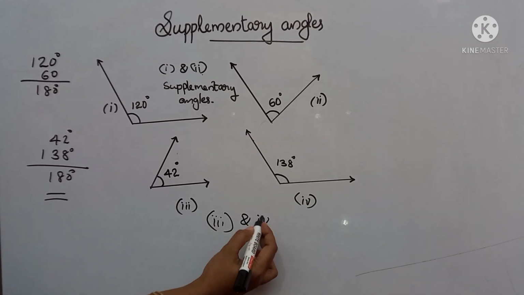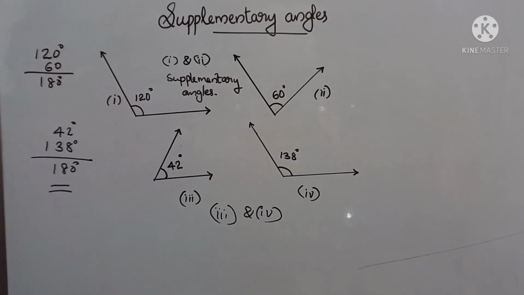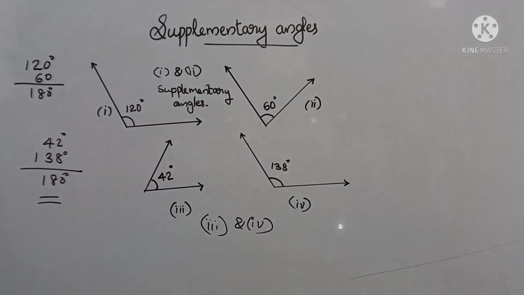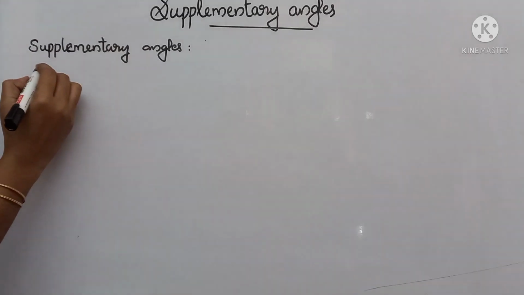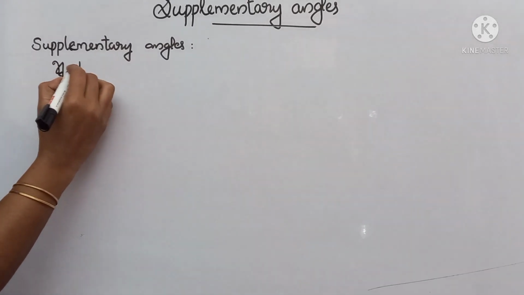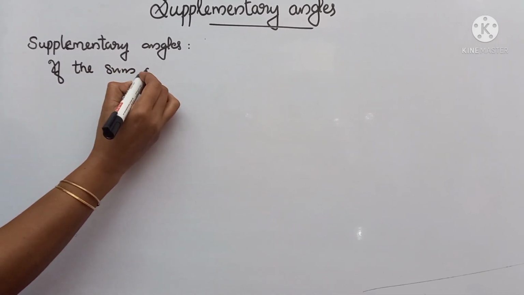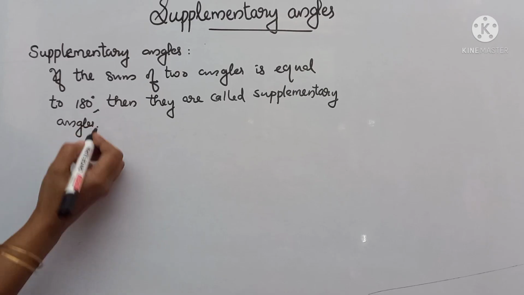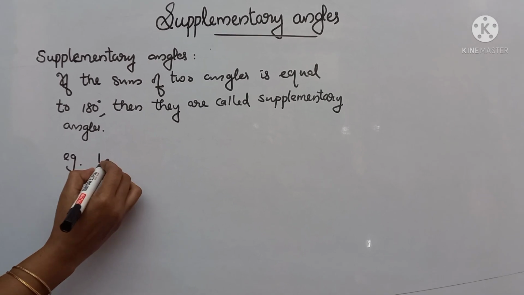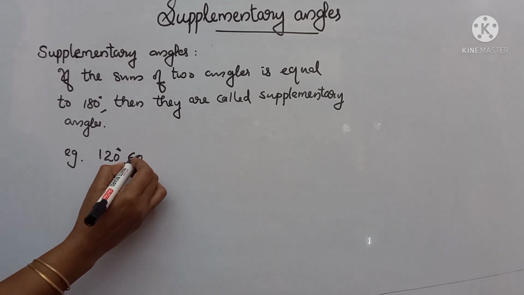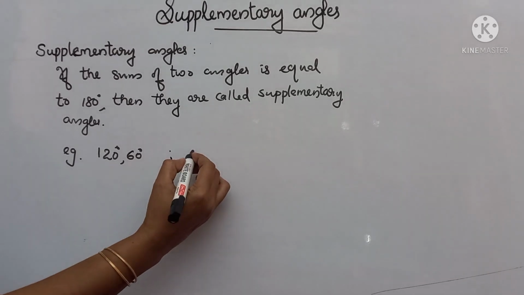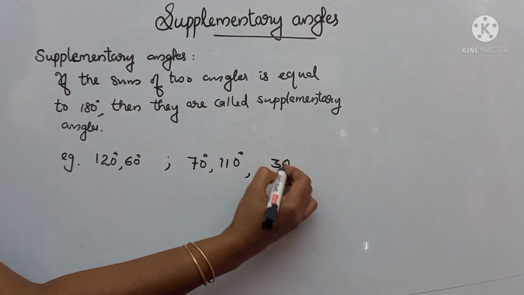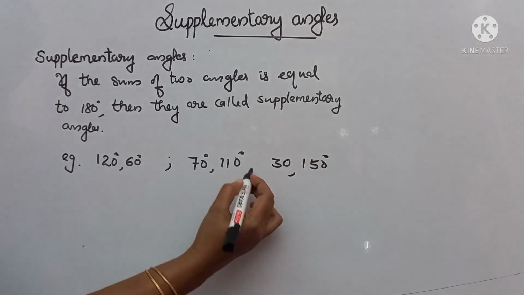are supplementary angles. That is, if the sum of two angles is equal to 180 degree, then we can say that the two angles are supplementary angles. Supplementary angles: if the sum of two angles is equal to 180 degree, then they are called supplementary angles. Examples: 120 degree, 60 degree; another example, 70 degree, 110 degree; another example, 30 degree, 150 degree, etc.